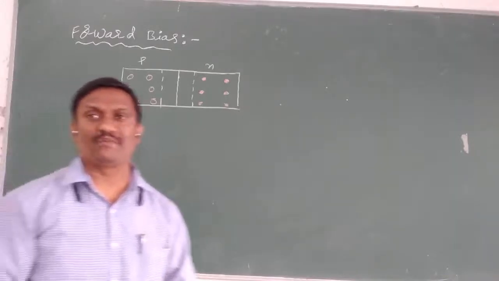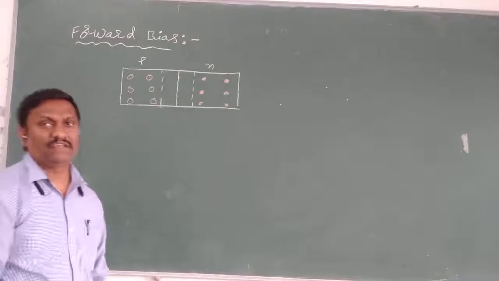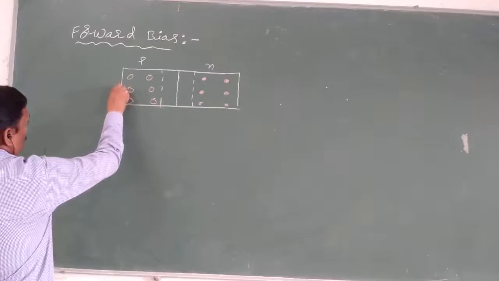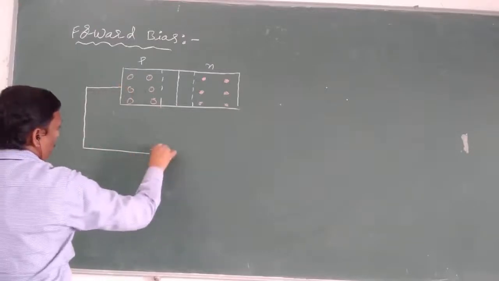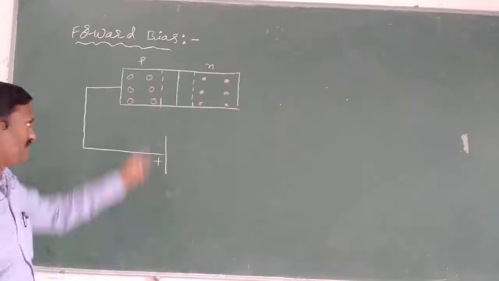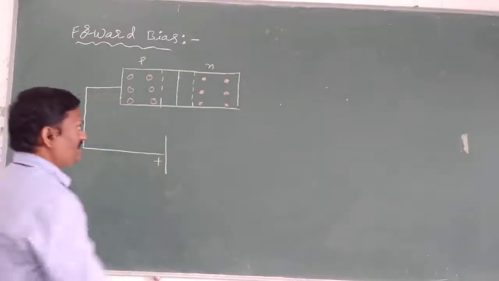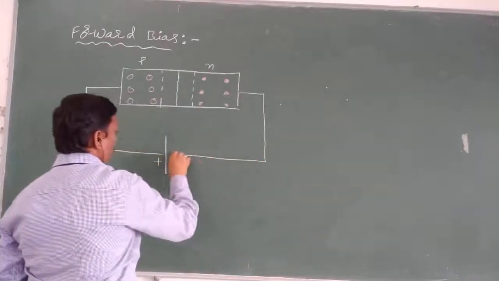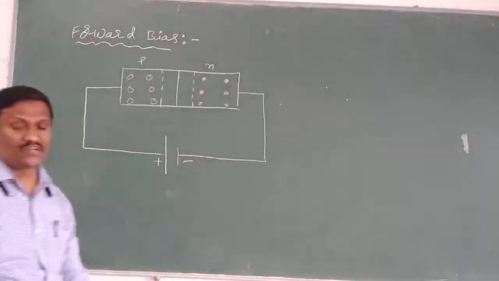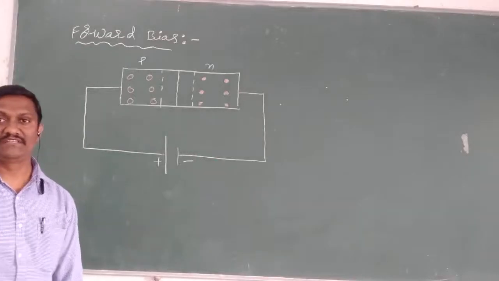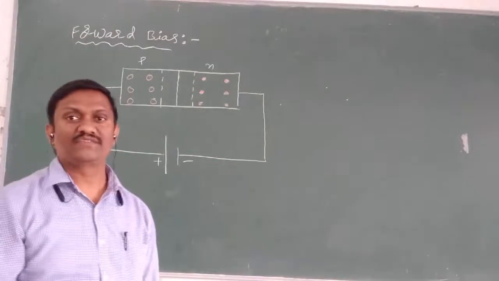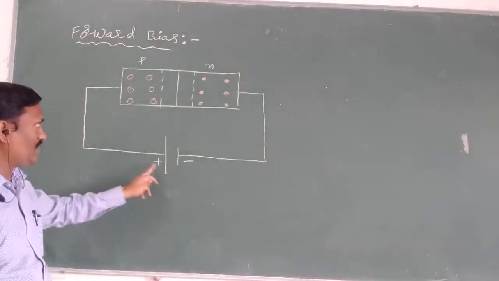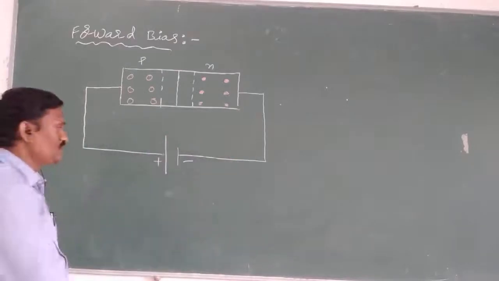But what is meant by forward bias? When can we say a diode is forward biased? When the P region is connected to the positive polarity of the battery, and the N region is connected to the negative polarity of the battery, then such a diode is called forward bias. Forward means same nature: P region connected to positive polarity and N region connected to negative polarity.